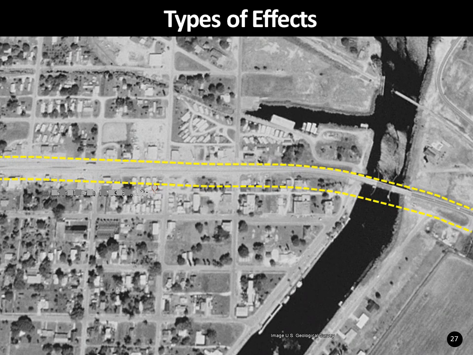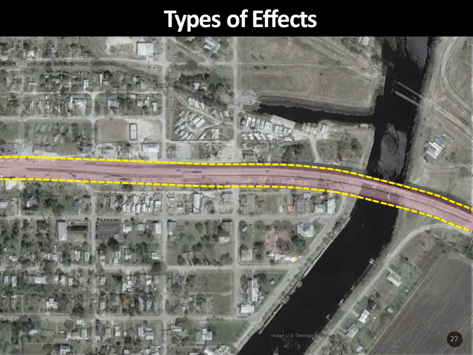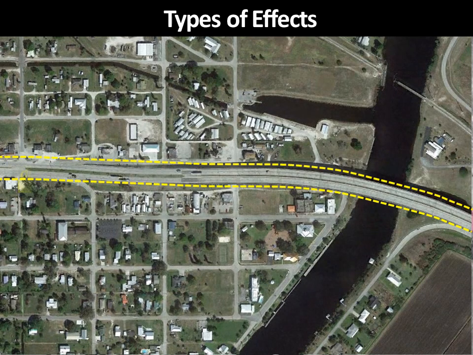As mentioned earlier, the sociocultural effects evaluation considers potential direct, indirect, and cumulative effects of a project. This image shows conditions prior to construction of a road widening and bridge replacement project. The dashed yellow line depicts the project right-of-way needs. This image shows post-project conditions. The yellow area shows where residences and businesses were displaced to accommodate the project. These displacements are considered direct effects.